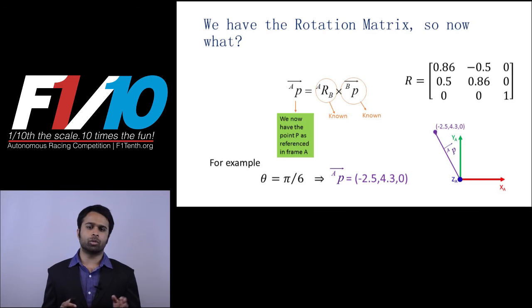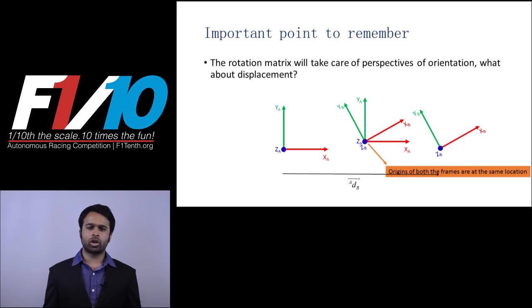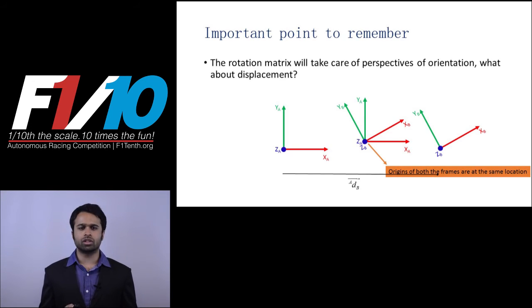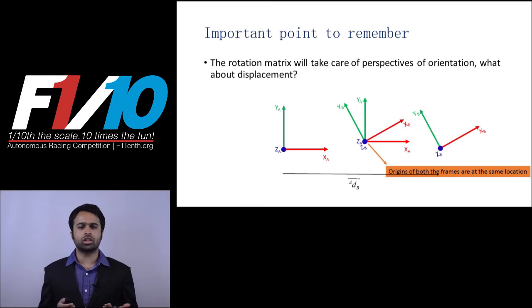Assume that theta is equal to pi by 6 as an example. The calculated value of P in the frame of A is as shown. The rotation matrix calculated in the intermediate step turns out to be again as shown. We were able to use rotation matrices to express the position in different frames, but notice how the origins were coincident. What if the origins of the two frames are not in the same location?